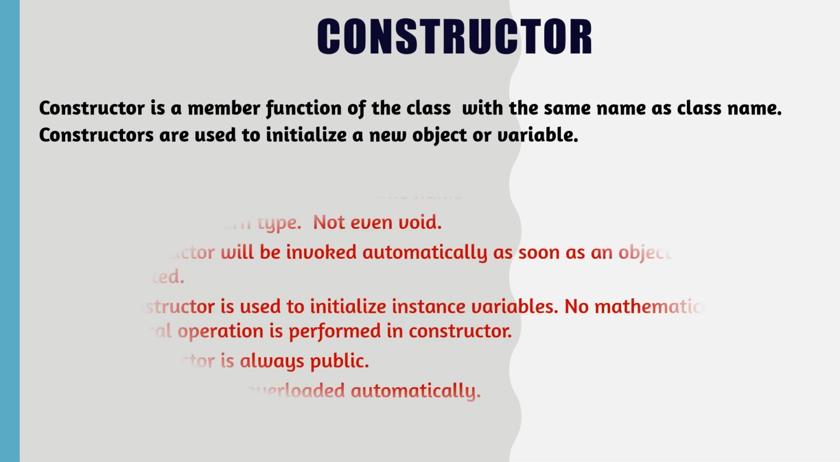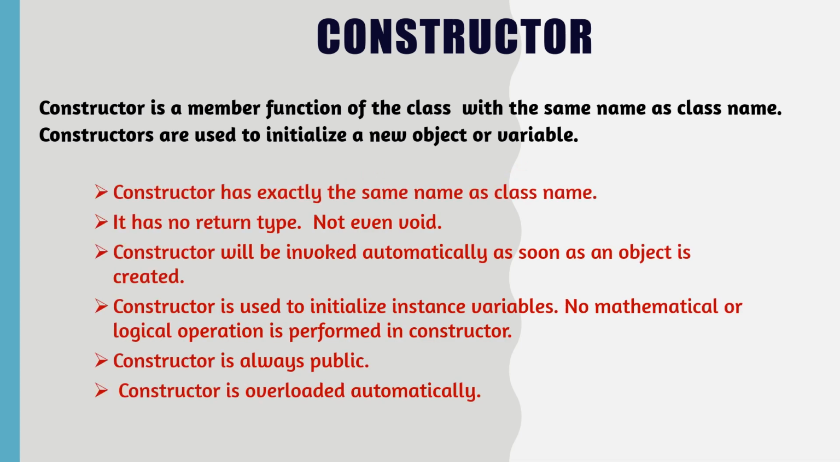Now we can see the features. It has the same name as the class name, and it has no return type. A constructor will not have any kind of return type, not even void. For functions we have learned, a return type will be there, and if there is no return value, the keyword void will be there before the function name. But with a constructor, we will not use even void.